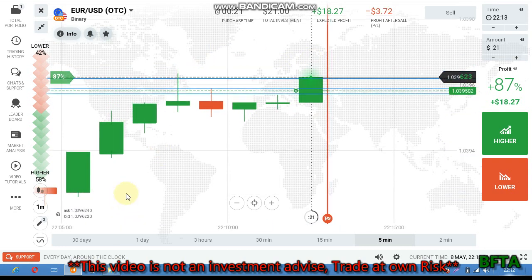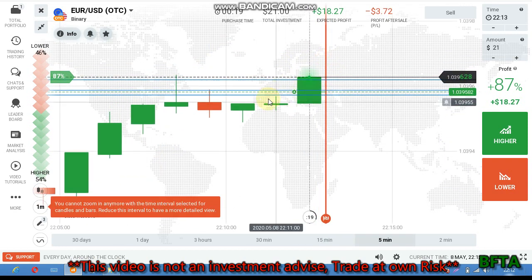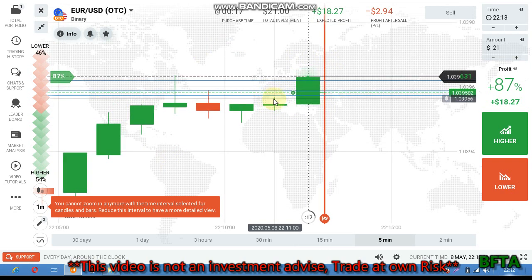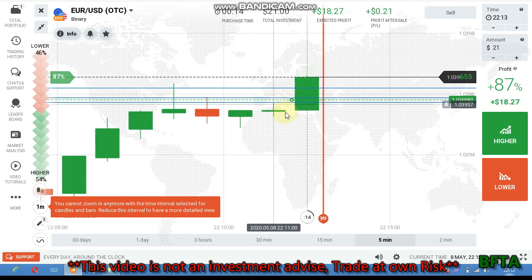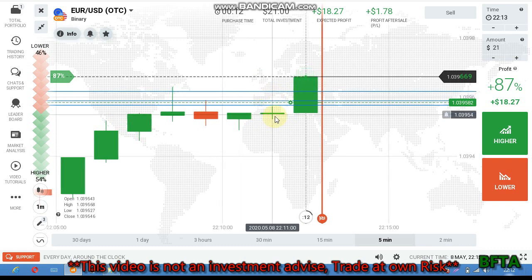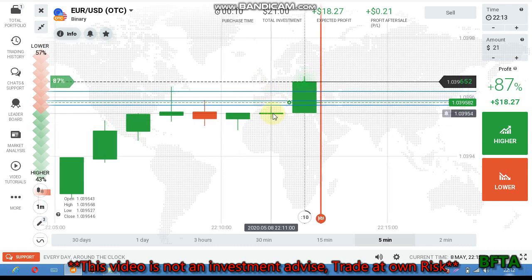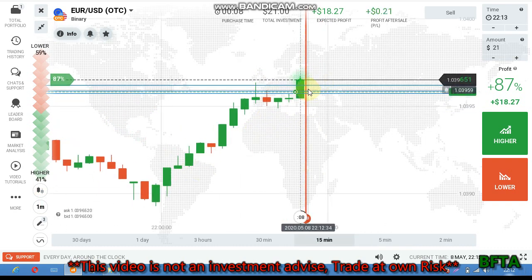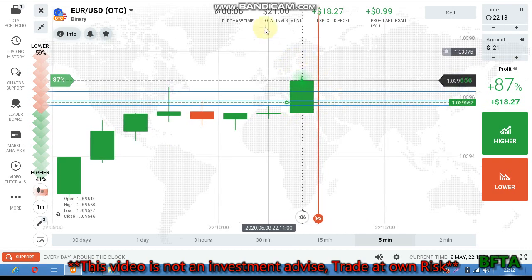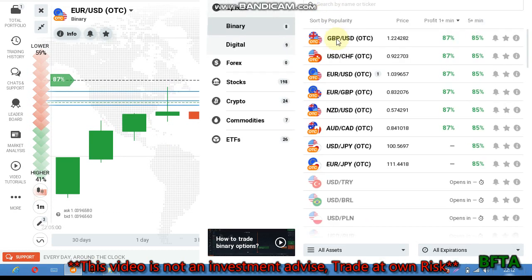I placed call option here because of this bullish movement, and it was rejected on this level, still far from the sellers area I have drawn. And this is a continuation sign. That means the buyers again will enter on the next candle. That's why I place call option.